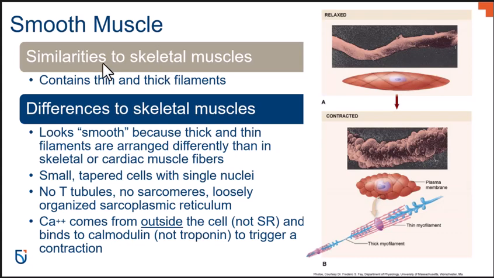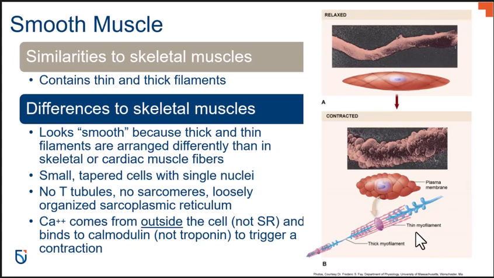In terms of similarities, both skeletal and smooth muscle contain thin and thick filaments that make it up. This is just showing you here the thin and thick filaments that will contribute to the contraction, but we'll come back to that. In terms of differences, even though they both contain thick and thin filaments, they're arranged differently.